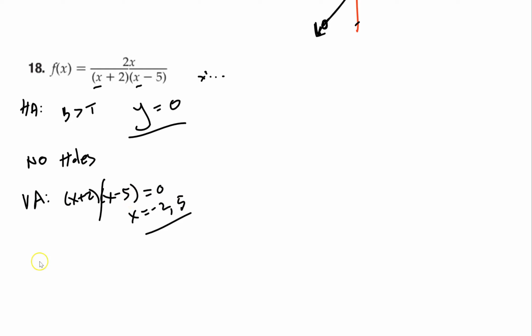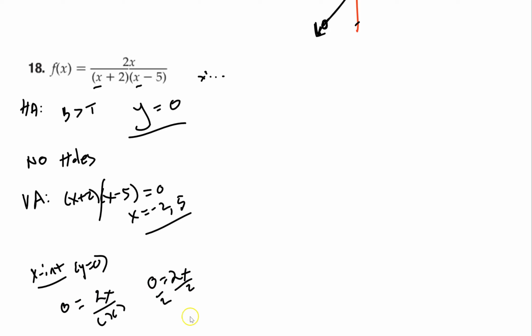And then let's do what we always do. Let's do the x-intercept. I guess not always. X-intercept, set the y equal to 0. So it's going to be 0 equals 2x over this stuff. Remember what happens here? You just multiply both sides by the bottom. They cancel out. 0 times anything is still 0. You just get this. Divide by 2. And then x equals 0. So our x-intercept is 0, 0.